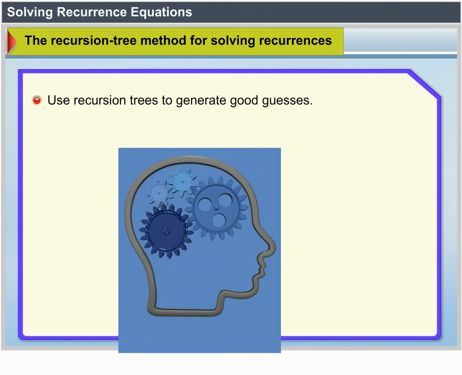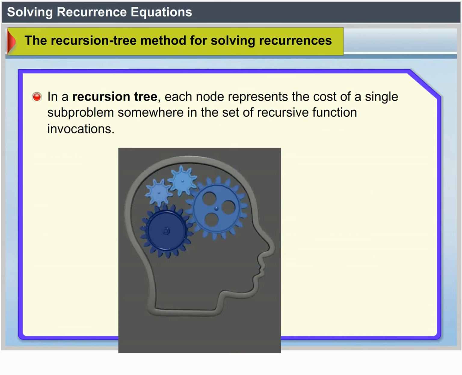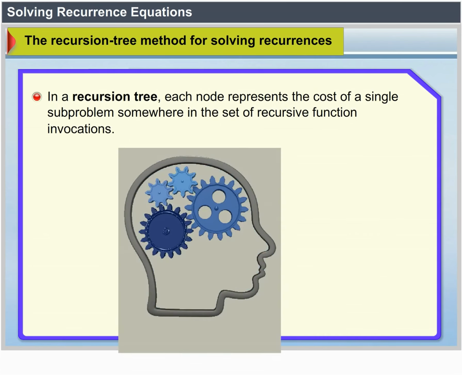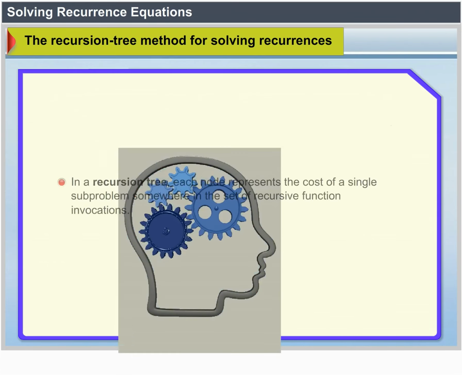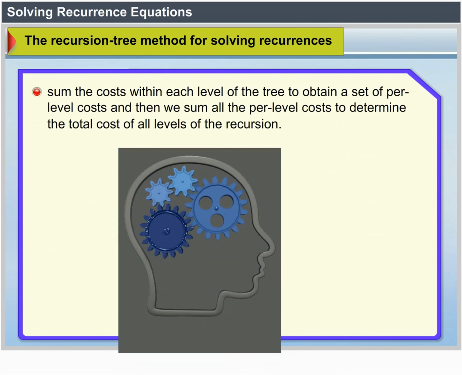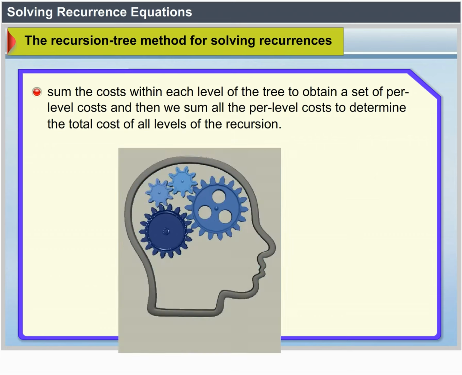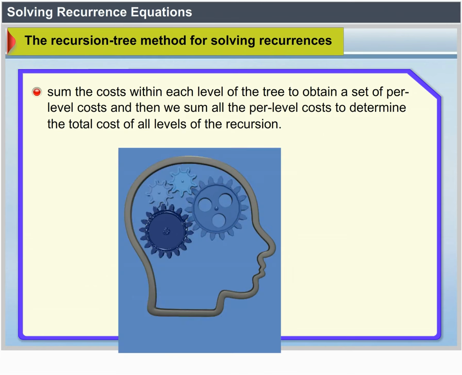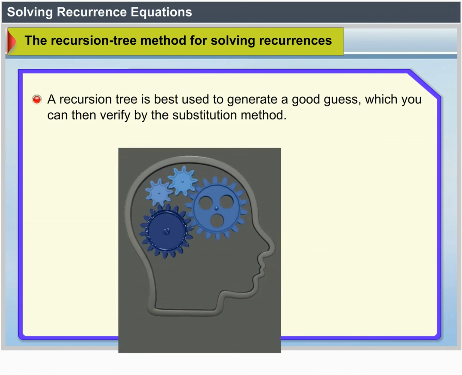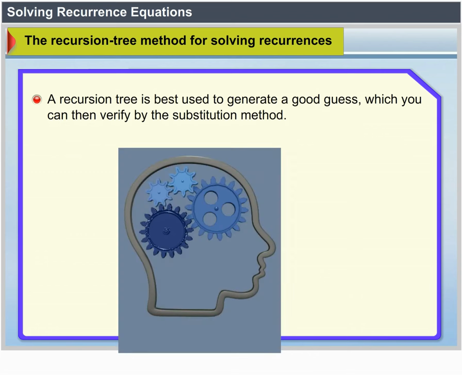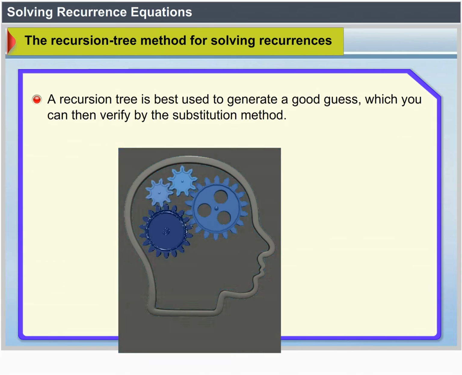In a recursion tree, each node represents the cost of a single subproblem somewhere in the set of recursive function invocations. Sum the costs within each level of the tree to obtain a set of per level costs, and then sum all the per level costs to determine the total cost of all levels of the recursion. A recursion tree is best used to generate a good guess, which you can then verify by the substitution method.